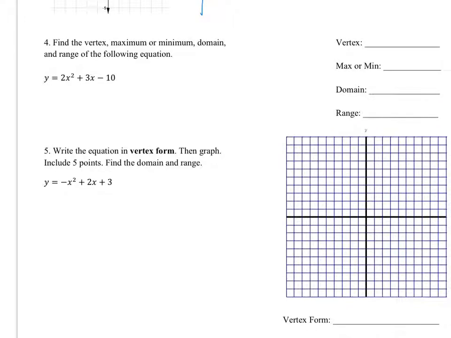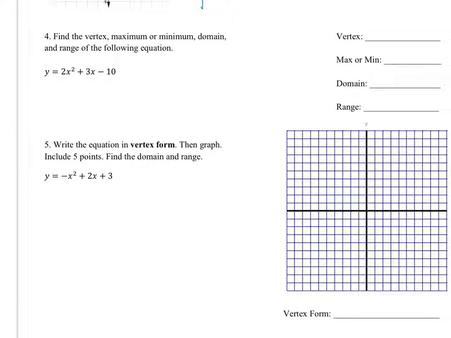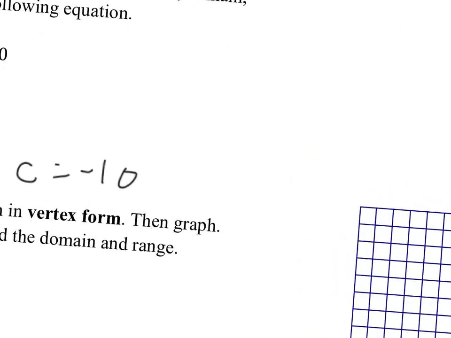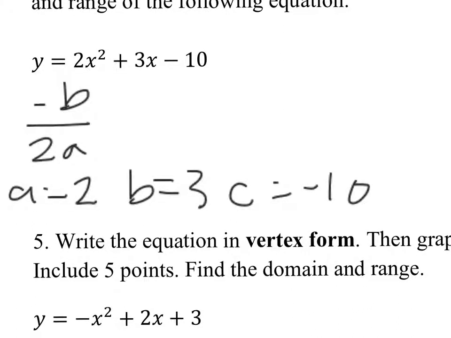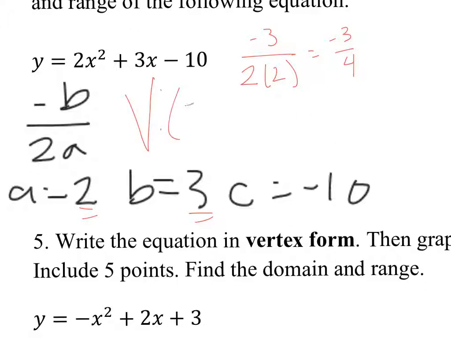Next. So when I'm looking at this, first I have to find the vertex. That's going to be using my opposite b over 2a. So if I want to, I can write out a is equal to 2, b is equal to 3, c is equal to -10. So I'm going to zoom in a little bit. So my vertex then would be opposite b over 2a. Again, this is where I get the b, and this is where I get the a, which is negative 3/4. So that's my vertex. That's the h value of my vertex. So I'm going to write my negative 3/4.